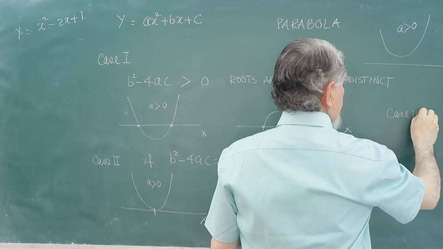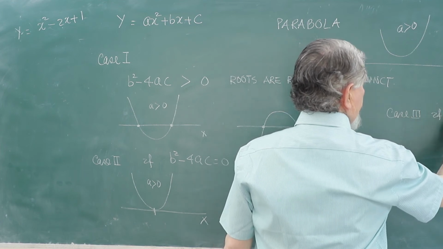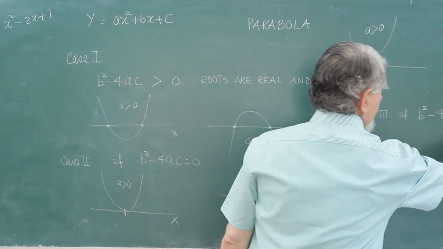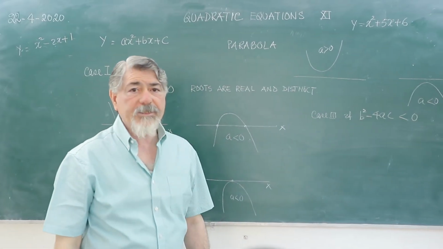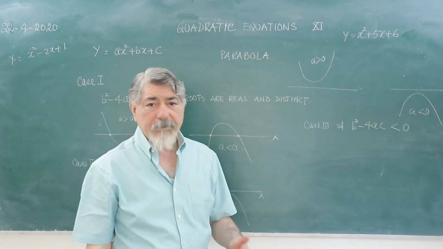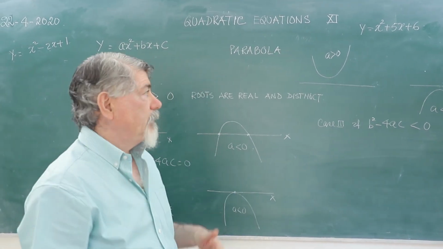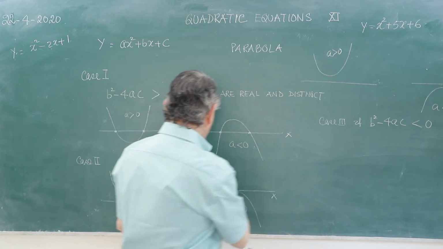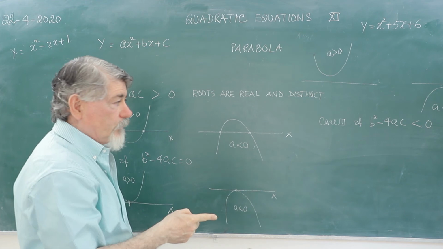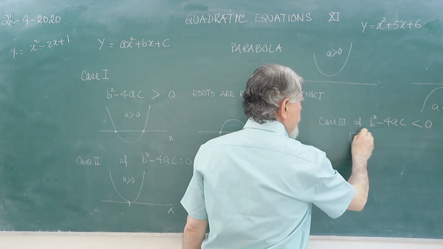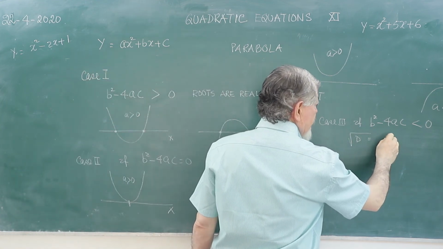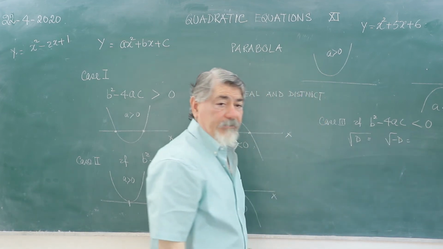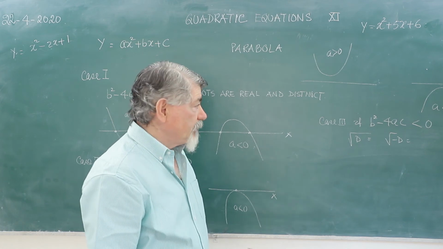Case 3. If b square minus 4ac is less than 0, that means it is imaginary. It is negative. Because D was what? Under root D. You get under root b square minus 4ac. Under root D negative means that if D is negative, then you will get an imaginary number.